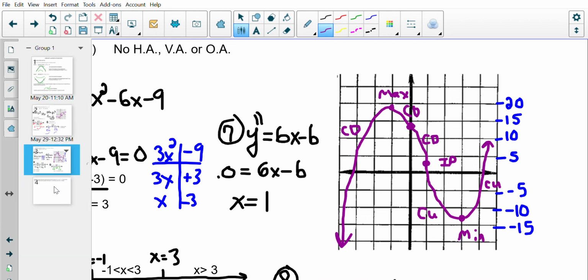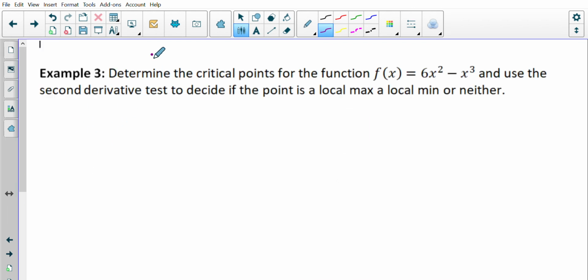All right, now the last part. Example 3. A little something different here. Determine the critical points for the function f of x equals 6x squared minus x cubed, and use the second derivative test to decide if the point is a local max or a local min or neither. All right, so this is a little bit different way to figure out if you've got a max or a min, other than doing our chart, because we're going to use the second derivative to determine that.